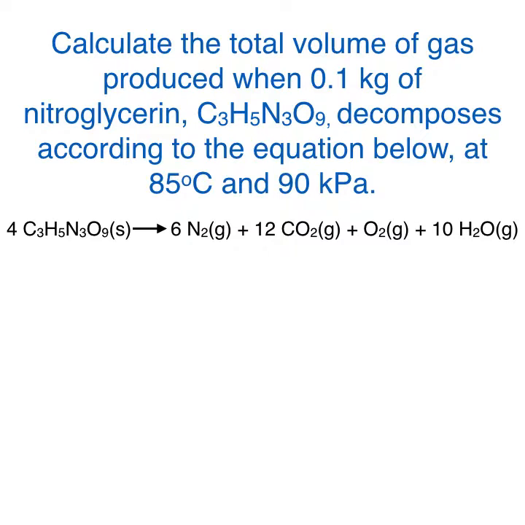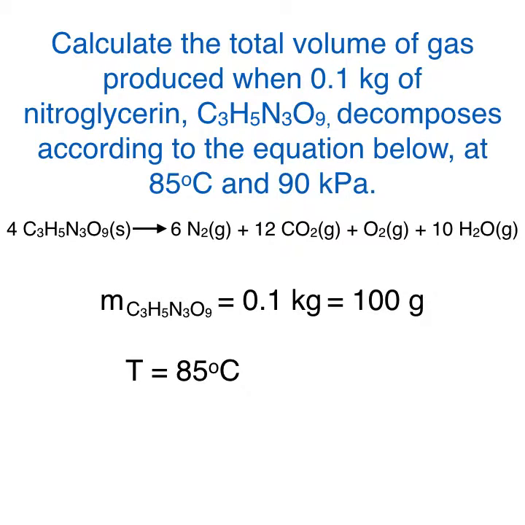Let's note down the information we can gather. The first thing we can gather from the problem is that the mass of nitroglycerin is 0.1 kilograms, which is equal to 100 grams. Secondly, the temperature is 85 degrees Celsius, which is equal to 358.15 Kelvin. And lastly, the pressure is equal to 90 kilopascals.